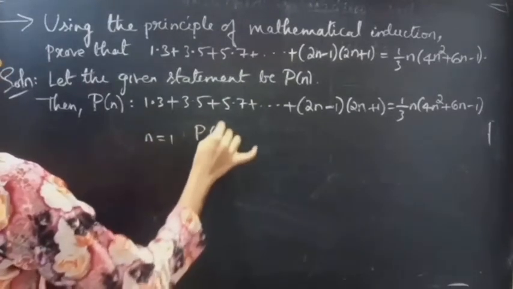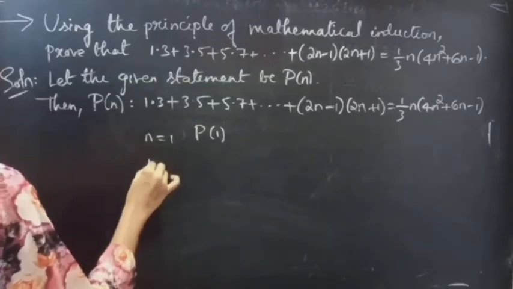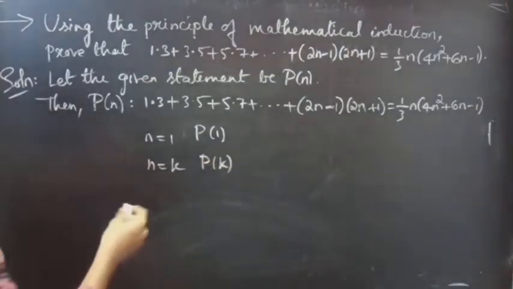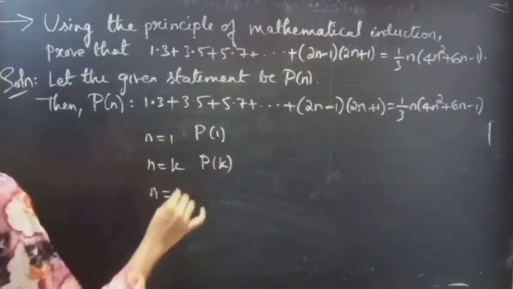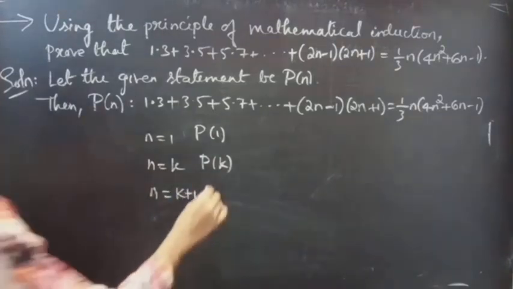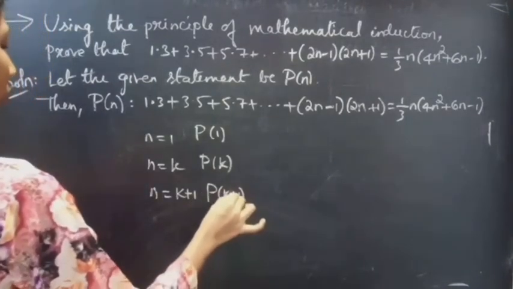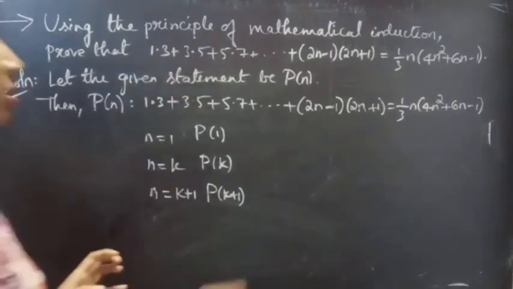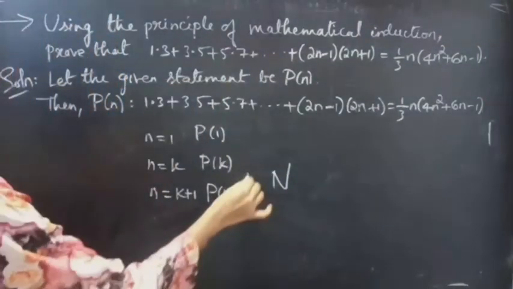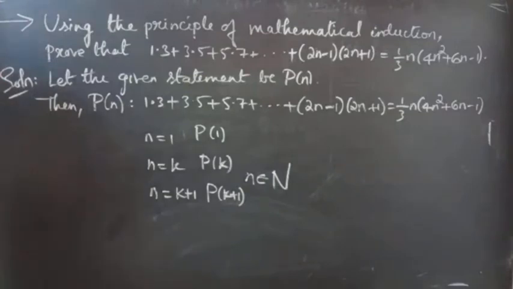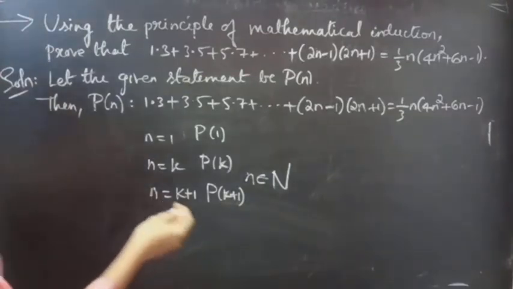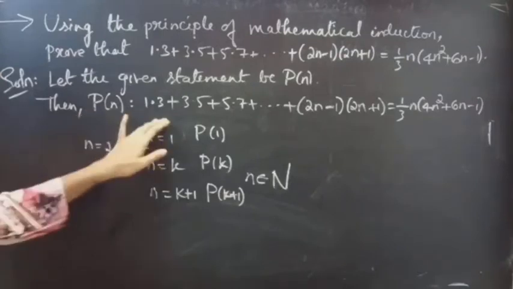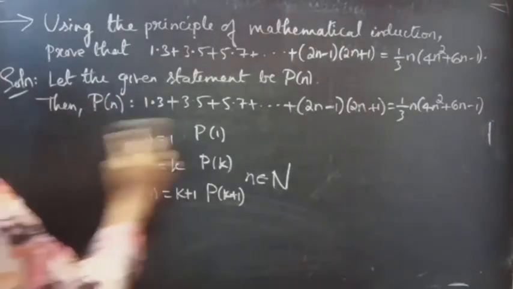That is, we have to show that P of 1 is true, and we'll assume that the statement is true for n equals to k, that is P of k is true. And finally, we'll show that the statement is true for n equals to k plus 1. This shows that the given statement is true for all n that belongs to natural numbers. Okay, here in this problem, I'll also show that the statement is true for n equals to 2. Okay, so let's begin.